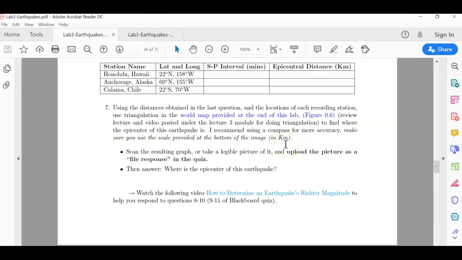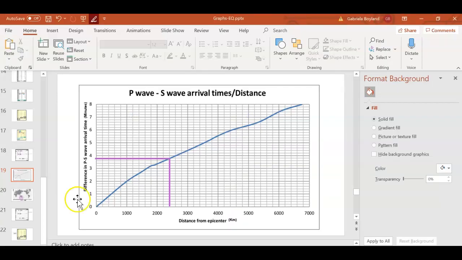Okay, so I'm going to help you again with the first one, with the Hawaii location, and then you will do the other 2 locations to finish the triangulation and actually find the epicenter of said earthquake. Once you find the epicenter, you're going to scan that resulting graph or take a very legible picture of it and upload that picture as a file response on the Blackboard quiz. Okay? So let's go do that.